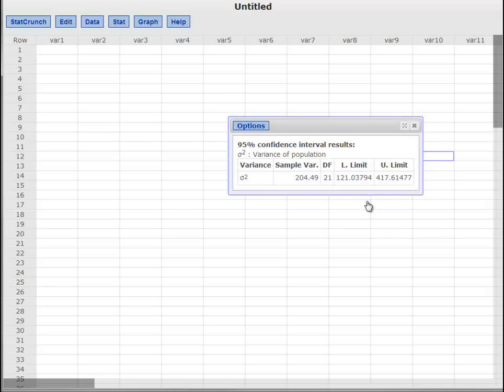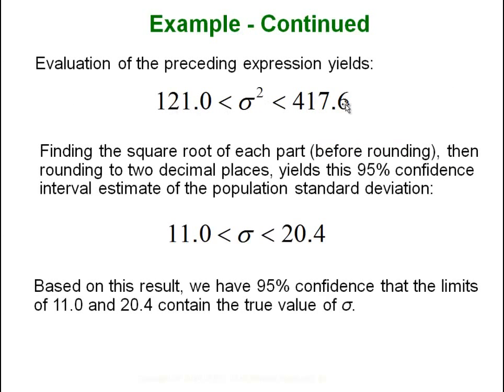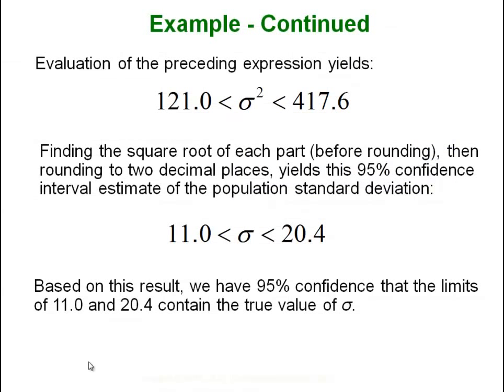And if you take the square root of 121.03794, you get a little over 11. And then the square root of 417.61477 gives you 20.43. All right, there's the 121 and the 417 that we got. And then when you square root it, you get the answers that you're looking for.